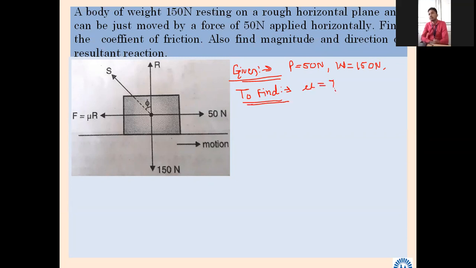Magnitude and direction of the resultant reaction. By what notation are we showing the magnitude of the resultant reaction? And for direction, theta. What notation? We have not come across theta. In the earlier problem, we are showing it as phi.